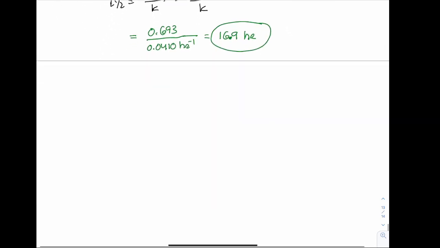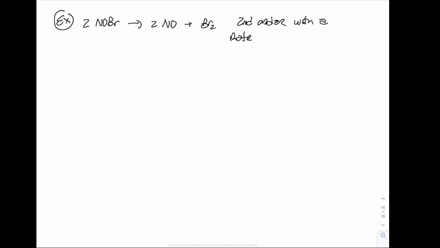Ooh, let's do another example. This time I have 2 NOBr and we're forming 2 nitrogen monoxides plus a bromine gas. And this one is going to be second order. And we're going to be given our rate constant this time, and it's going to be 0.810 molar to the -1, seconds to the -1.